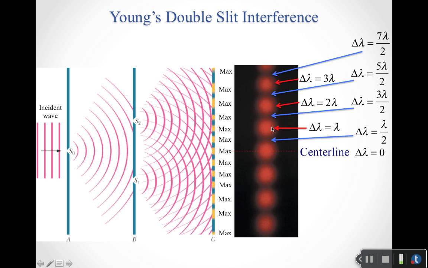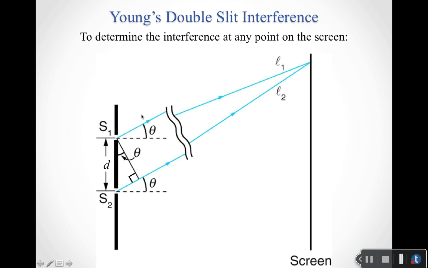And then there are going to be bright fringes that are going to be places where the path difference is whole integer numbers of wavelengths. So 1 wavelength, 2 wavelengths, 3 wavelengths. And again, that pattern is also mirrored on both sides of the center line. So this is the interference pattern that shows up on our screen from light coming through our two slits. So how do we explain this?